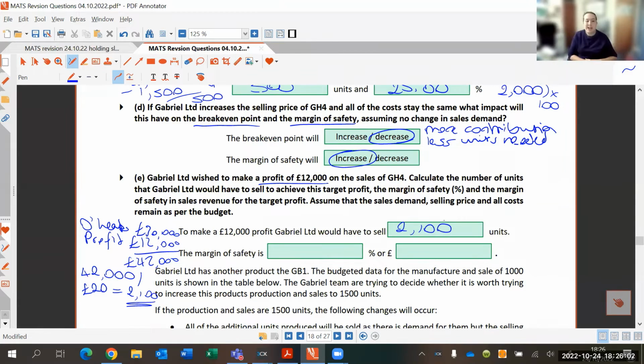So we've gone up by 600 units actually. We needed to sell 1,500 before, didn't we? Okay. We've now got to look at the margin of safety in units, also percentage, and also in pounds as well. We've not done revenue before for margin of safety. I'm going to try and squeeze in these calculations as best I can. I'll start up here and we'll see how we get on.